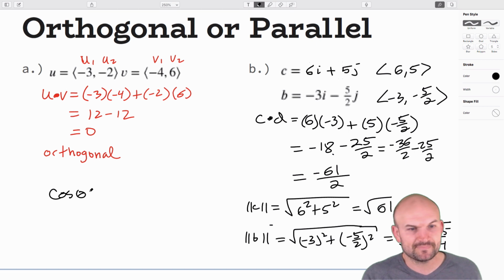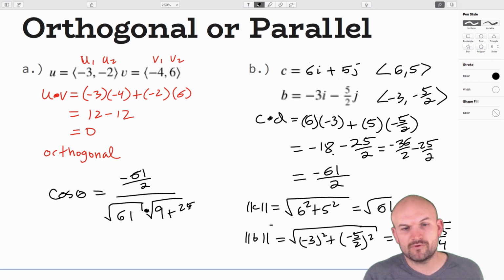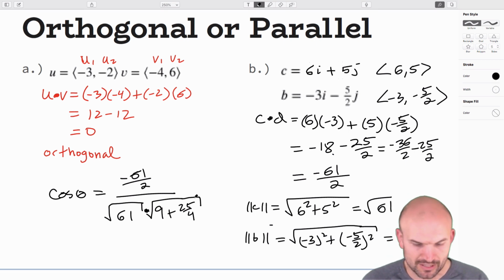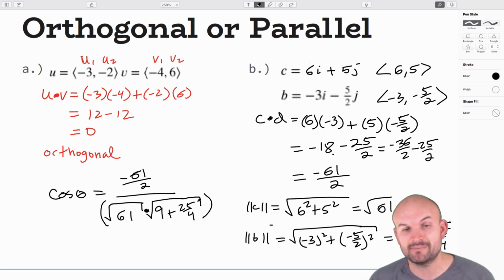So I have cosine of theta is going to equal negative 61 over 2, which you could easily write as 30.5, divided by the product of the square root of 61 times the square root of 9 plus 25/4. And that's what I'm going to be typing into my calculator because I want to avoid writing down any decimals. So I'm going to take negative 61 divided by 2. And we're going to divide that by the quantity. And when you're typing this in your calculator, make sure you put the denominator in parentheses.